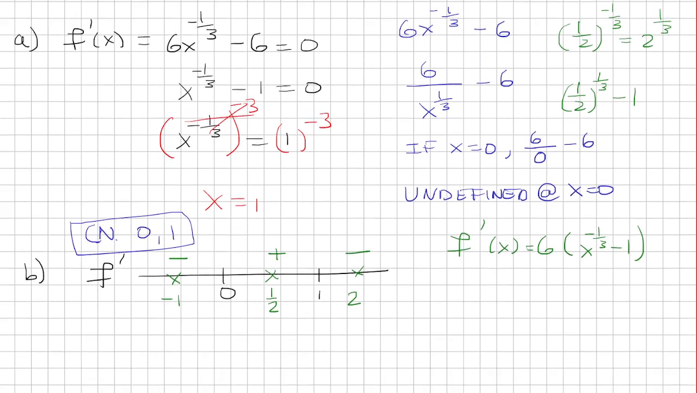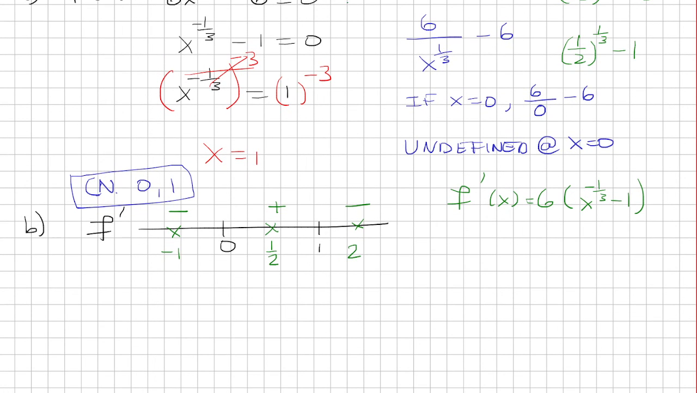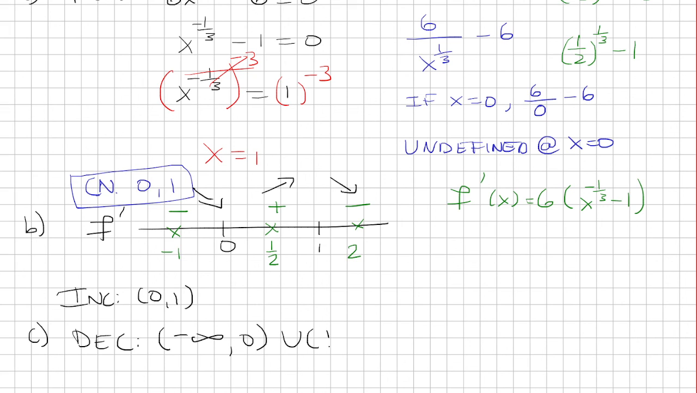Now, for part B, we want to see when it's increasing. So that's going to be when it's positive. So this is decreasing, increasing, decreasing. So it's increasing from 0 to 1. And again, don't include 0 and 1. For C, we're looking at when it's decreasing. Decreasing can be everywhere else, which is negative infinity to 0, union 1 to infinity. And that's our answer.